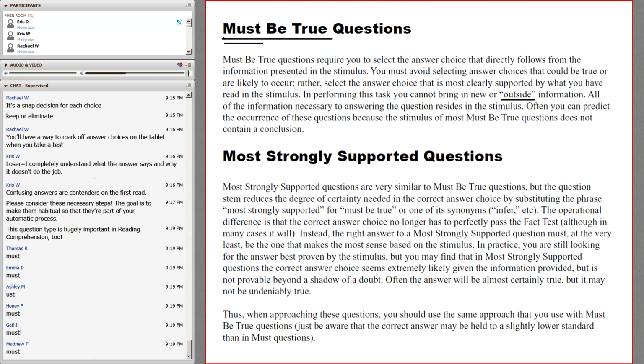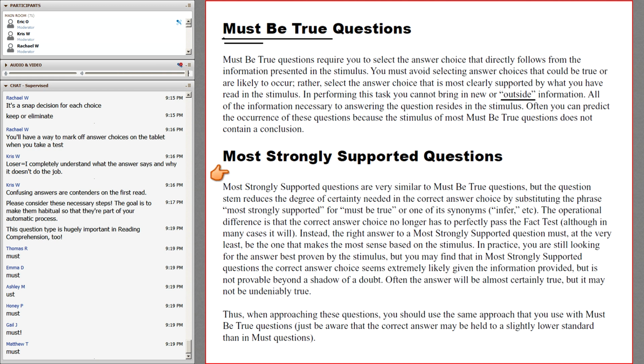Okay. Must be true questions, guys, while they are very significant within logical reasoning, they're also really huge in reading comprehension. In fact, the vast majority of questions on reading comp, as we'll see next week, are going to be must be true questions in some way, shape, or form. And a lot of logic games questions are worded this way too. So it is truly the backbone question stem on this test overall.